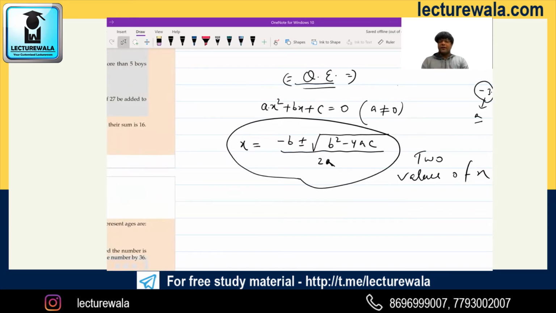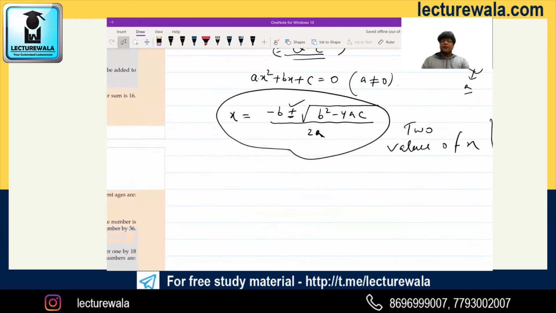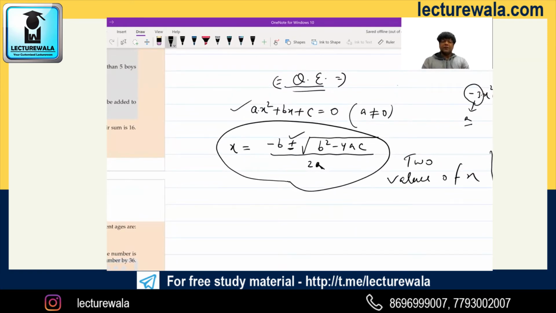One you will get by taking the plus sign, and the other you will get by taking the minus sign. So any equation of this type will be given. You will put the values of a, b, and c in this formula. What will you get? Both the roots of the equation. This is the first thing, guys. Number one.